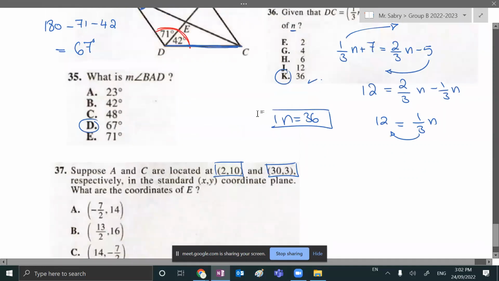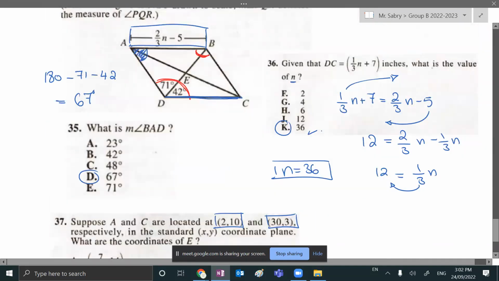So let's go back to the shape. Here's point A and here's point C. This is 30 and 10. Sorry, 2 and 10, 30 and 3. They want the coordinates of point E.